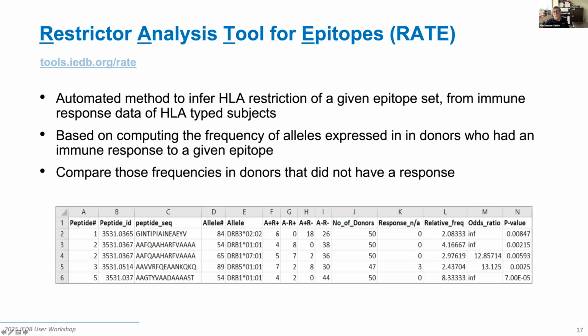In other words, you can also look at the frequency: 6 people that have the allele responded and 18 people that had the allele did not respond. Conversely, of the 26 people that did not have the allele, none responded. So based on this, you can calculate odds ratios and relative frequency, and then a p-value, which is a Fisher exact p-value, which is not inferiorly correct at this point.